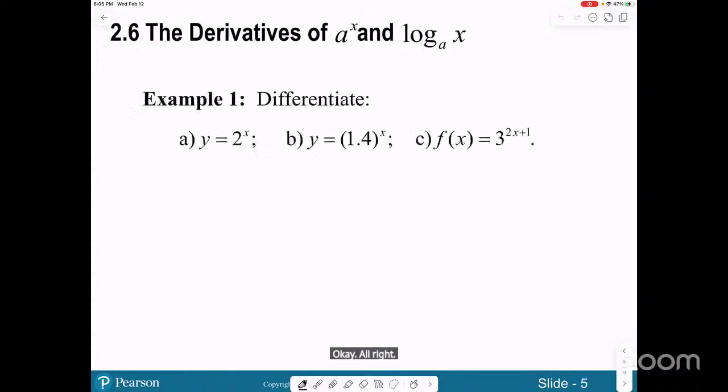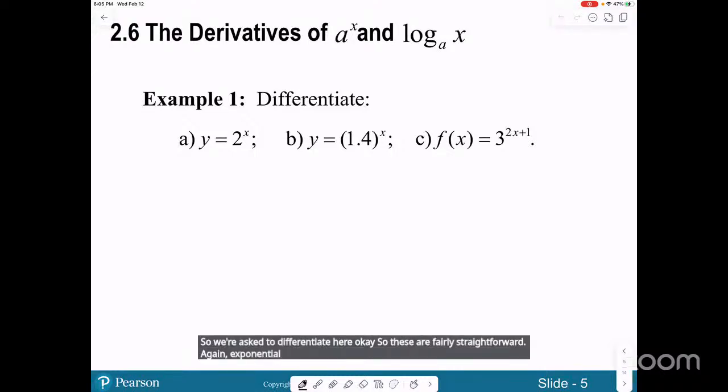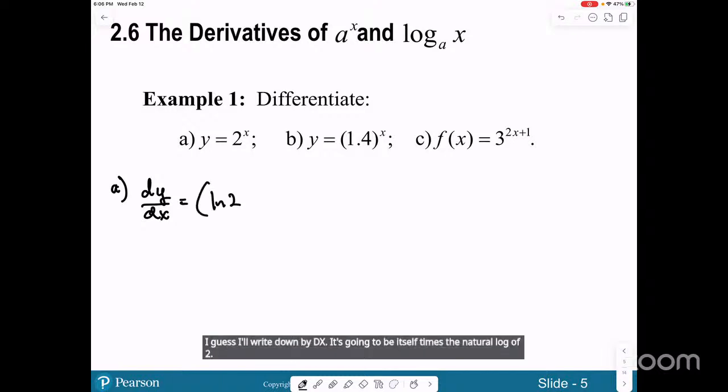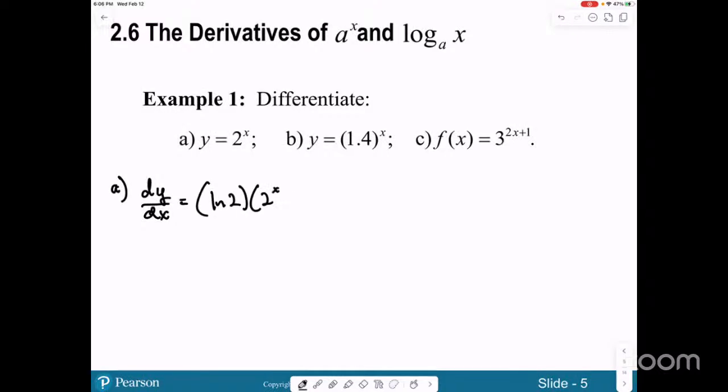Okay, there we go. So we're asked to differentiate here. These are fairly straightforward. Again, exponential is its own derivative. So for a, I'll write dy by dx. It's going to be itself times the natural log of 2. That's it.